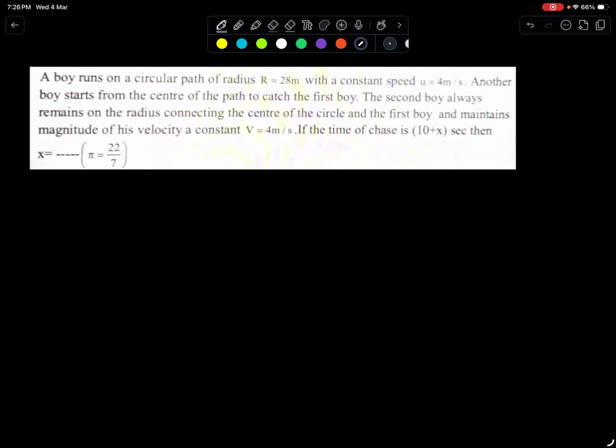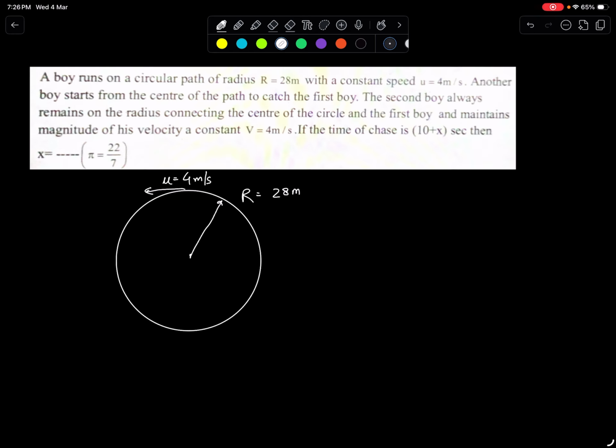A boy runs on a circular path. So this is a circular path. The boy runs on a circular path. The radius of the circular path is 28 meters, and the boy has a constant speed u equal to 4 meters per second. Another boy starts from the center of the path to catch the first boy. The second boy always remains on the radius connecting the center.